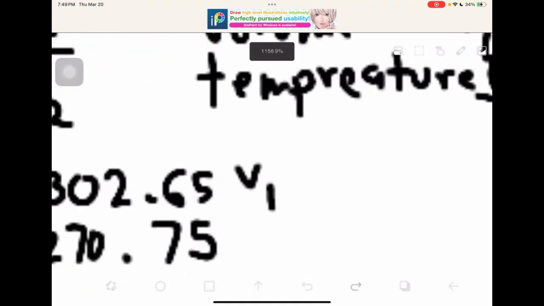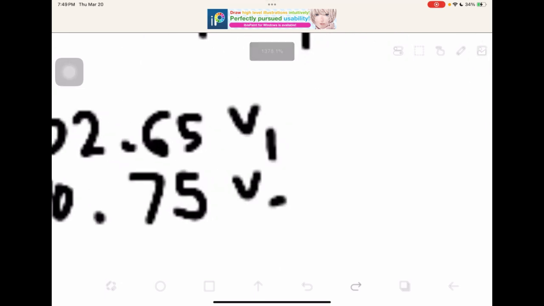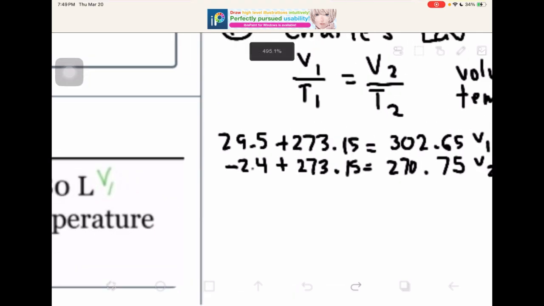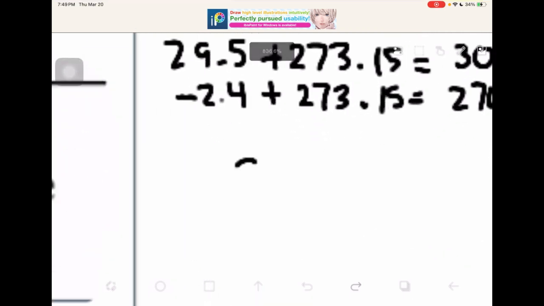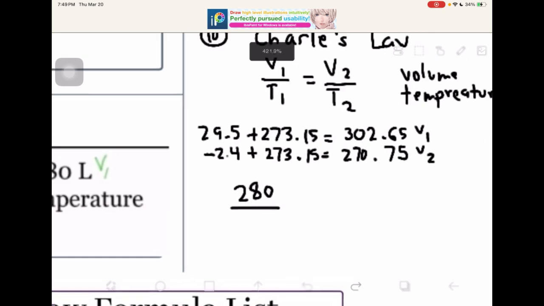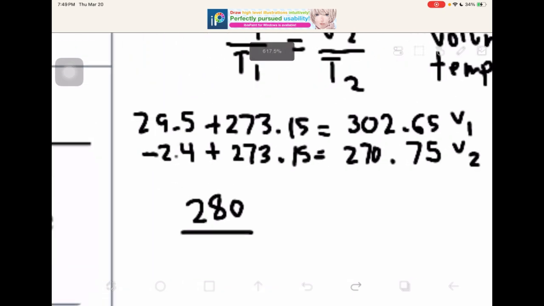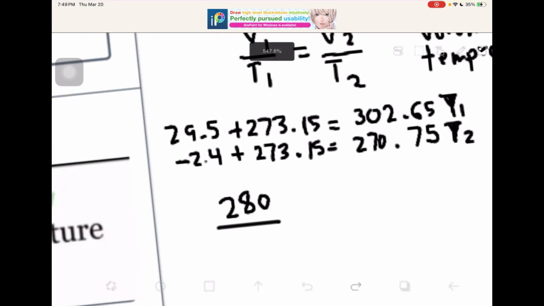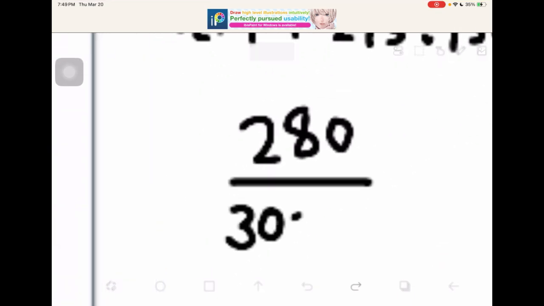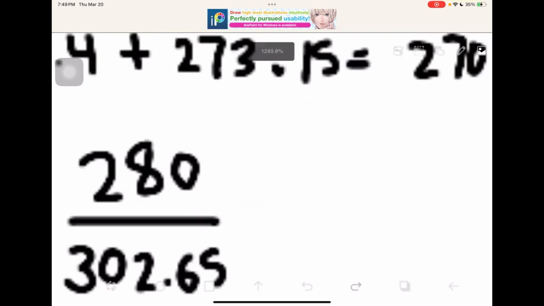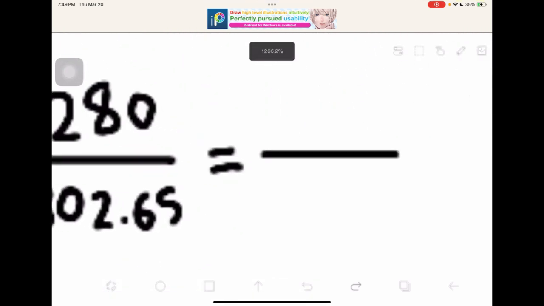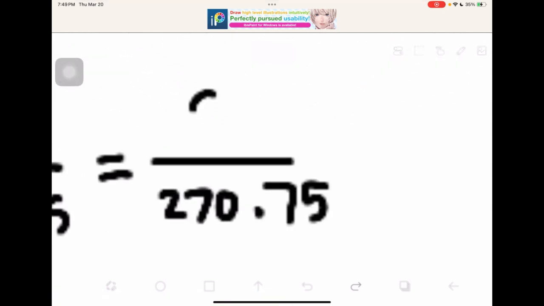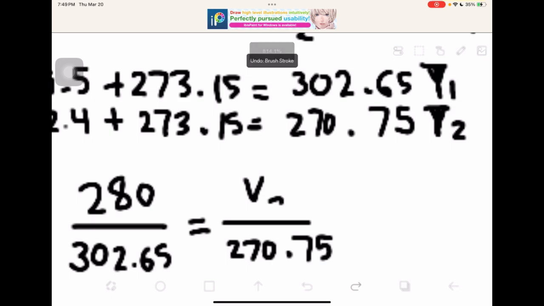So we already have the first volume, which is 280 liters, and the first temperature, which is this one. So let's name it T1, and then this one would be T2. We are also given 280 liters. Let's substitute values. Volume 1 is 280 over temperature 1, that is 302.65. That's equal to V2 over 270.75. But we don't know what the V2 is.